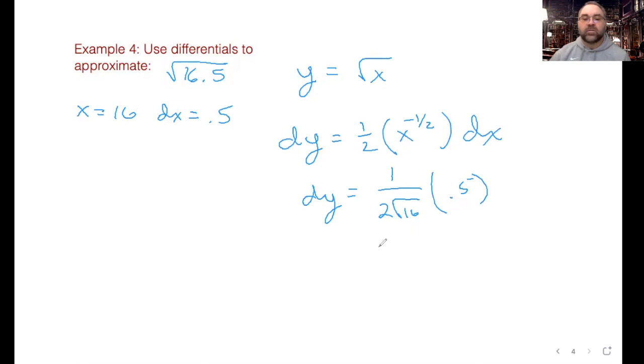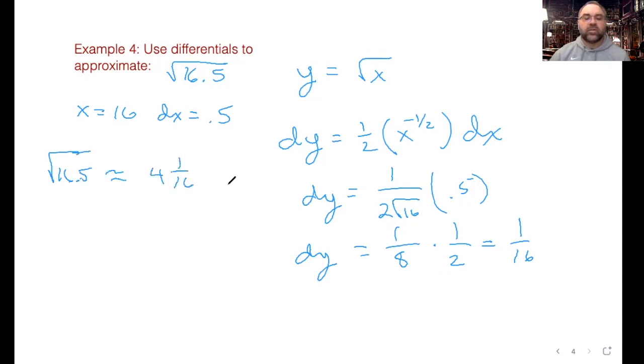Well, we have 1 over 2 root 16. Well, 1 over 2 root 16, that's 1/8 times 0.5, 1/16. So the change in y, if you go from 16 to 16.5, is 1/16. So the square root of 16.5 is approximately 4 and 1/16.